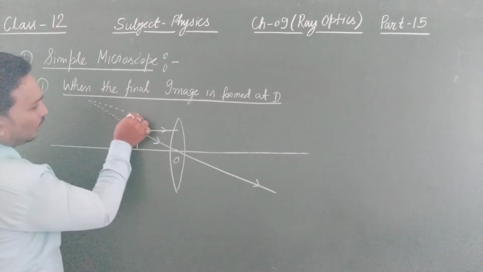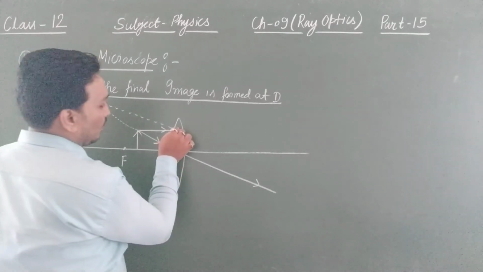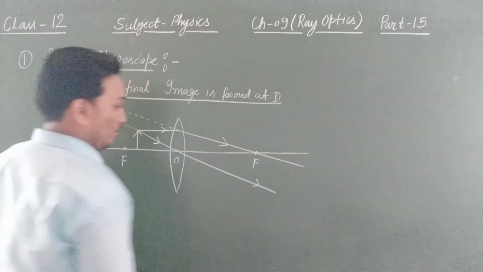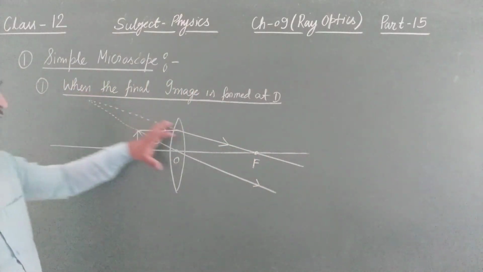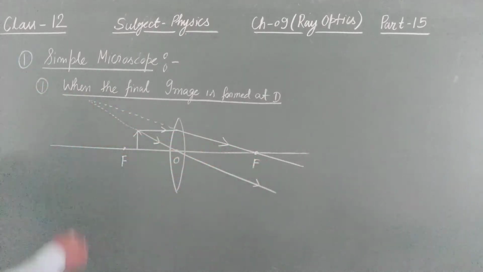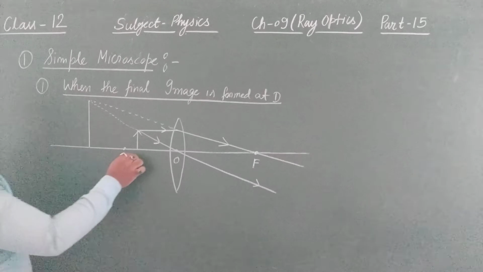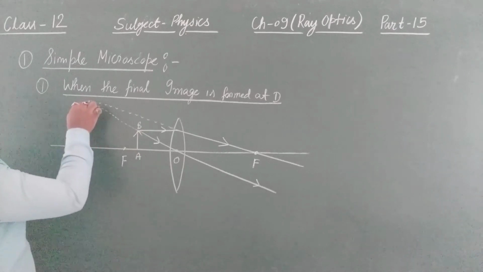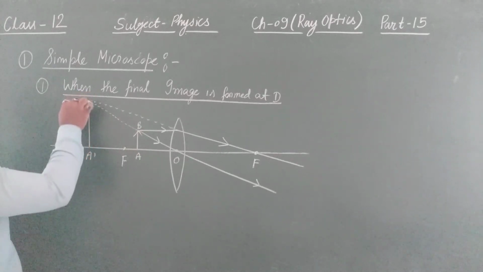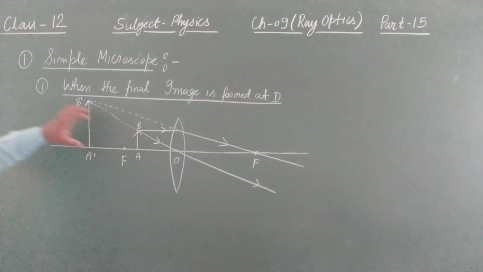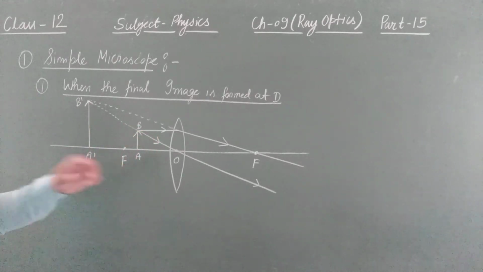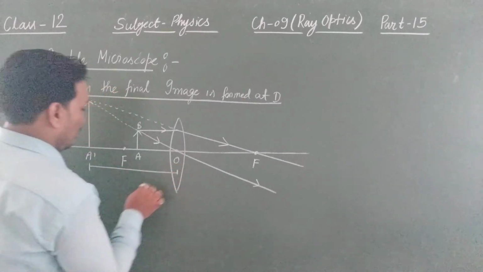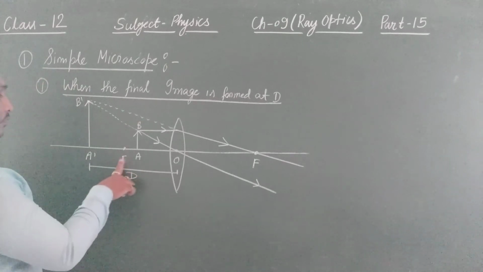Then this is the focus. So what is happening? The rays are going like that. If we extend them behind, we will have an image over here. So if the object is AB, then the image is A dash B dash. The rays have to be extended behind to get the image. The position of the object is set such that the distance between the image and the optical center is capital D.